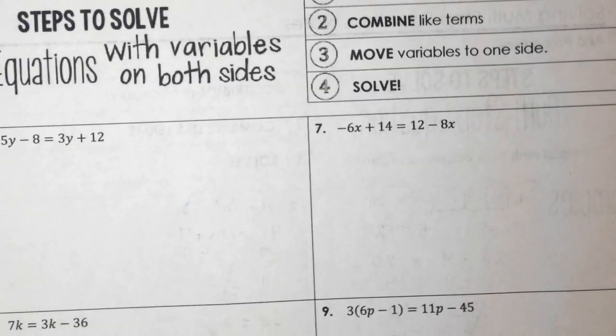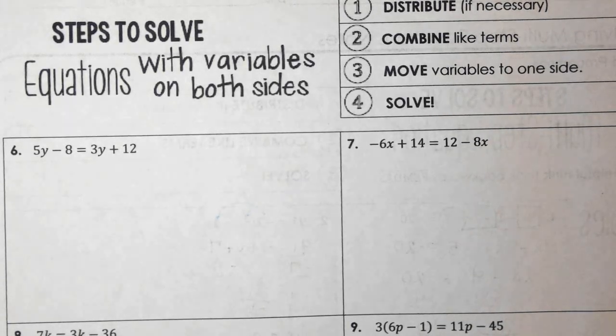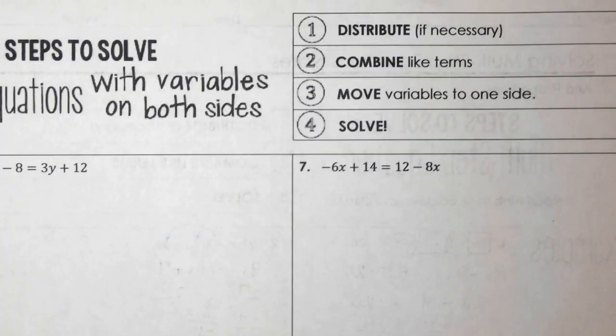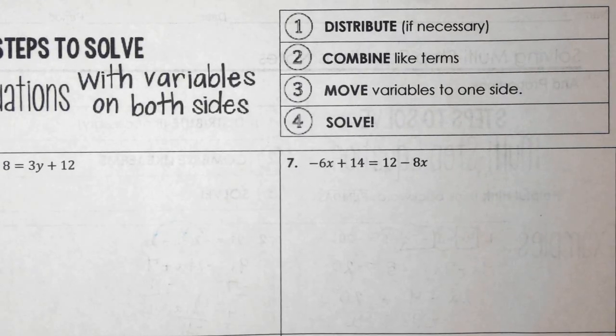On the back, we need to look at the steps for solving these equations when we have variables on both sides. All right? Pretty similar to the steps in front, just with one additional step. So we're still going to start out with our distribution, if necessary. Then we're going to combine our like terms, if we have like terms on either side of the equation, and then we're going to move our variables to one side, because we're going to have variables on both sides of this equation. Right? To solve for a variable, you got to get it to one side of the equation first, so that's going to be the goal. And then after that, you can solve.